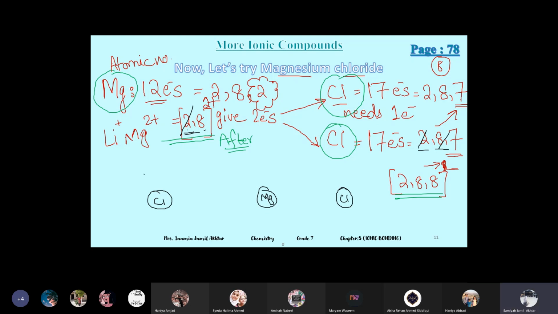First draw the magnesium. You can draw all the shells also, it's your choice; it won't be wrong. So magnesium has 8 electrons after the transference. We'll draw the diagram after the transference, so 8 electrons in the last shell: 1, 2, 3, 4, 5, 6, 7, 8.